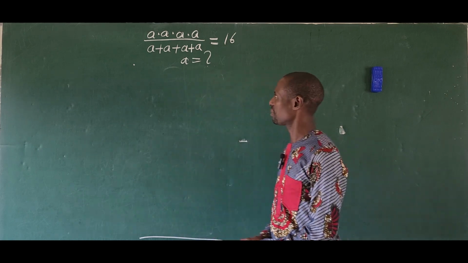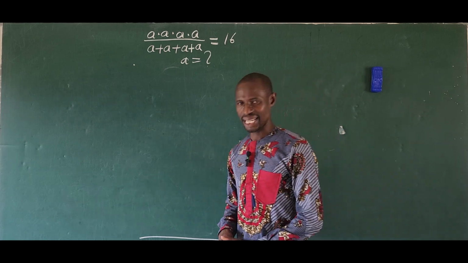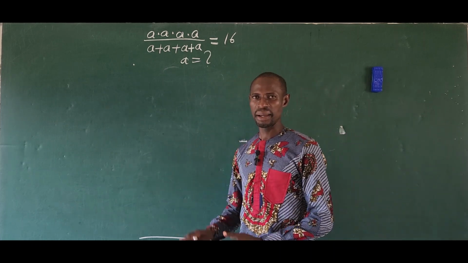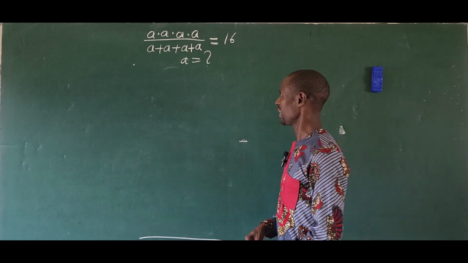We have an algebraic equation before us here. It's a nice one. The question is a times a times a times a all over a plus a plus a plus a equal to 16. What is the value of a here?